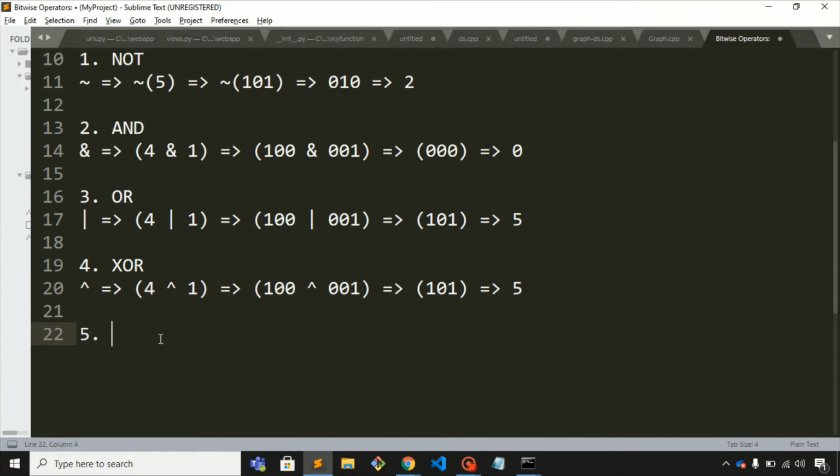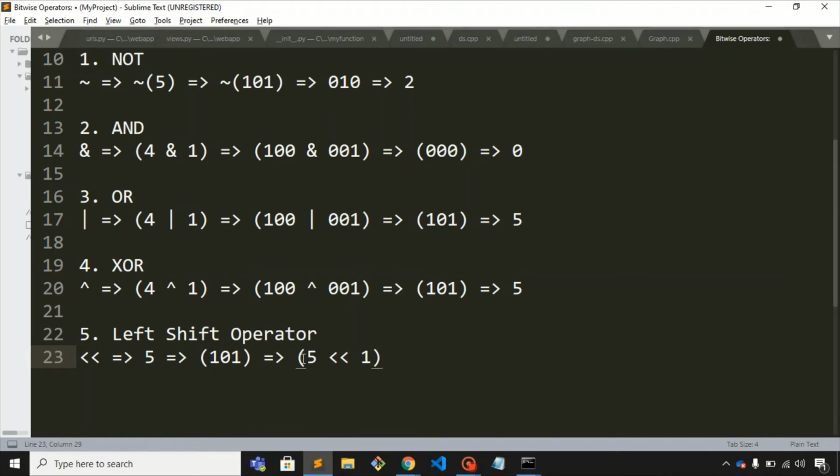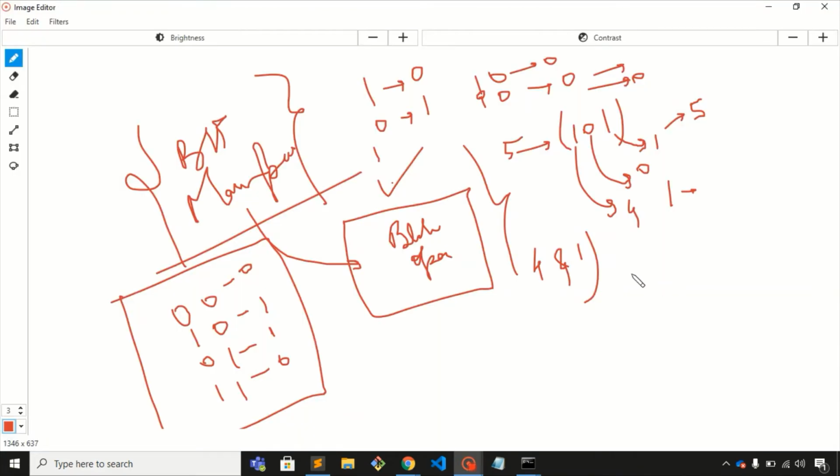The next one is the left shift operator, which is defined by this symbol. Let's say we have the number 5, and the binary of 5 is 101. If I write 5, then the left shift operator and then 1, it will shift all the bits of 5 to the left once. If I write 2 here, it will shift all the bits of 5 to the left twice.